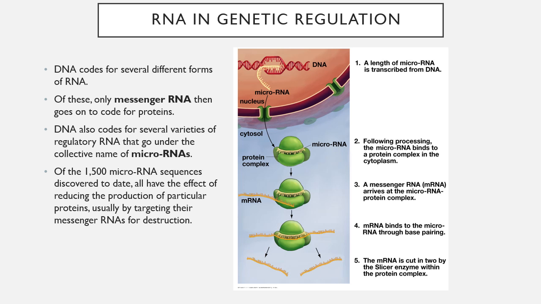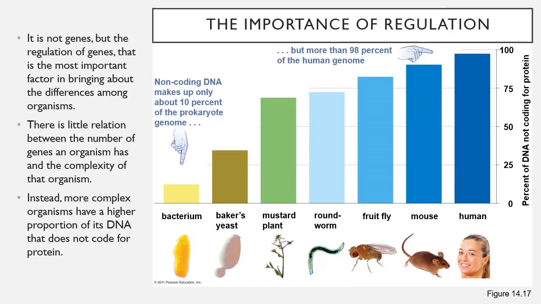So these are pieces of your DNA that are not used to make protein, but instead are used to regulate the production of proteins. It's not genes, but the regulation of genes. It's the most important factor in bringing about the differences among organisms. So there's little relation to the number of genes an organism has and the complexity of that organism. If you look at, again, a human and a mustard plant, they have almost the same number of genes.